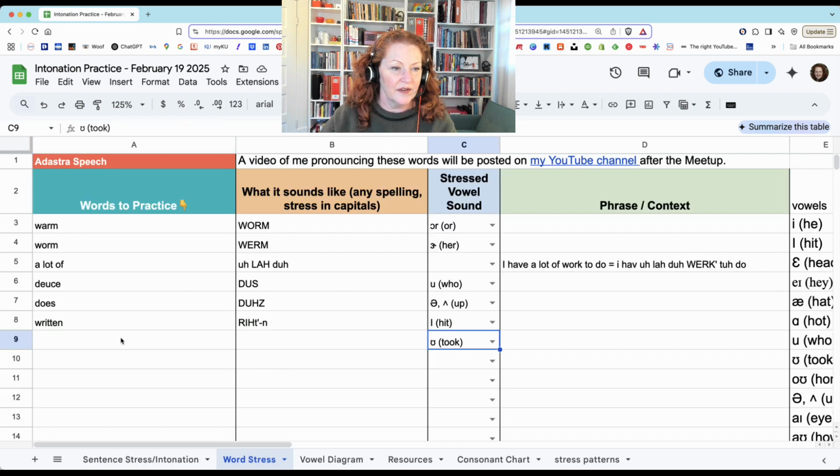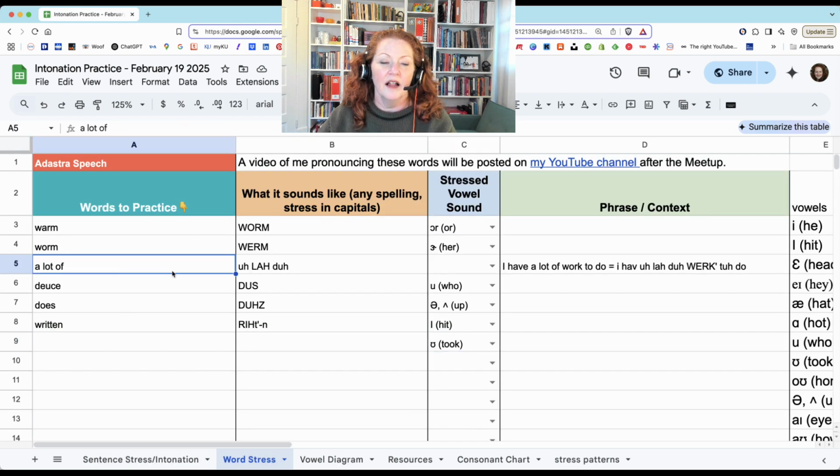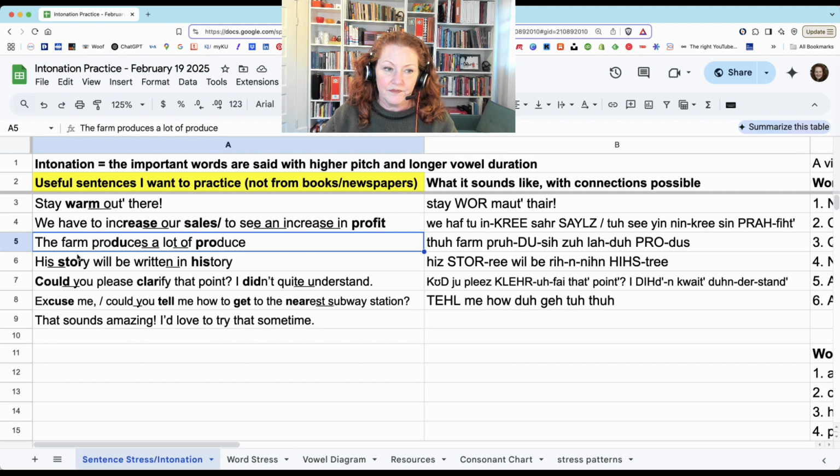Even just "a lot of," I think I put it here, a lot of. You don't have to say the V in "of," and it changes to "a lotta." That's a good little group to practice together. I have a lot of work to do. You won't hear the K. Work to do. I have a lot of work to do. So the farm produces a lot of produce. Or maybe I might say the farm produces, put stress on farm, the farm produces a lot of produce, but I chose this contrast.